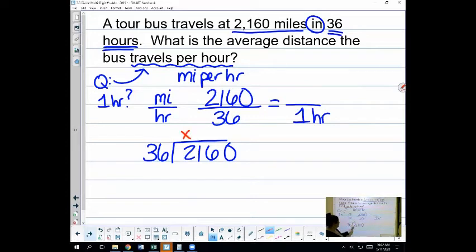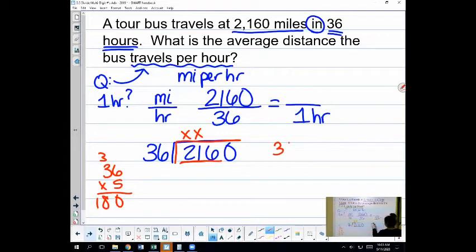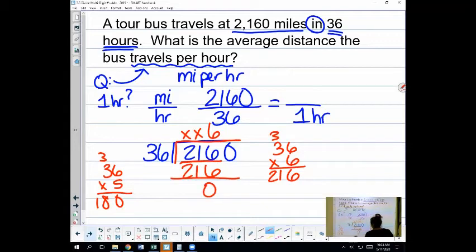36 does not go into 2, nor does it go into 21, but it can go into 216. So 36, I don't know, let's try 5, because that was my hint. Always try 5. 30, 18. Close, but let's see if I can go any higher. Let's try 6. Never erase this, never. 6 times 6 is 36. That's 18. Oh, there it is. 21, 216. Okay, I use a 6. 216. And it's nothing left over.